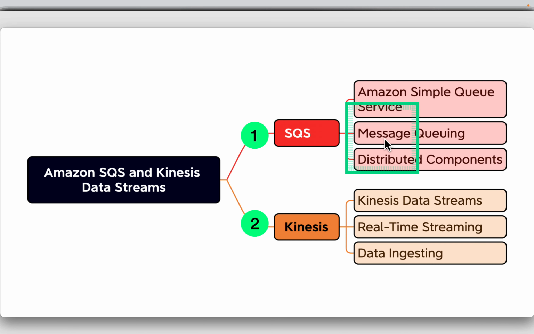So SQS is more for messaging, queuing and distributed components, but Kinesis data streams is optimized for ingesting real-time streaming data. So Kinesis is more for real-time streaming data, but SQS is mainly for decoupling the systems, not for real-time streaming.